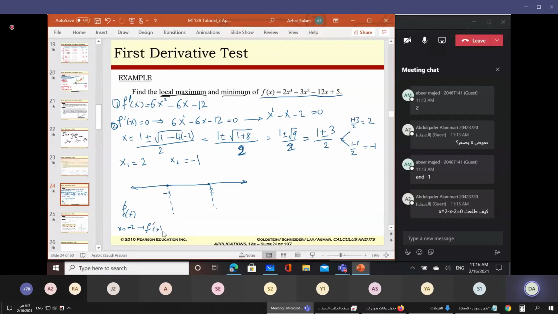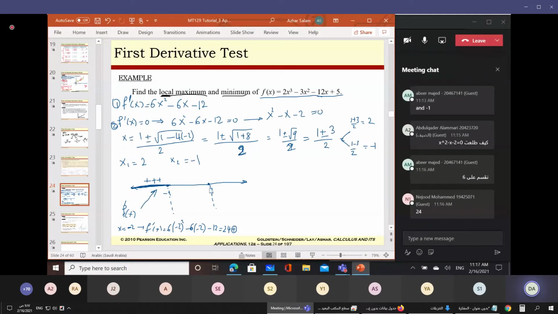f dash of x equals 6 multiplied by minus 2 squared, minus 6 multiplied by minus 2, minus 12. What's the value? Okay, 24. It will be positive, right? So the derivative here is positive. All the values here at the left will be positive, so the function will be increasing for all this interval.